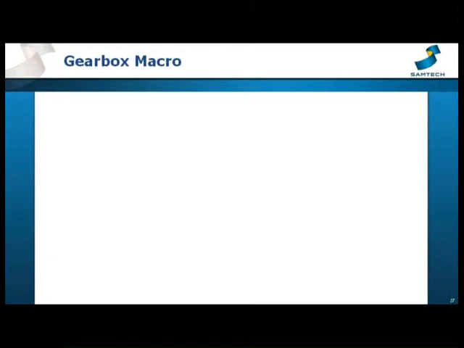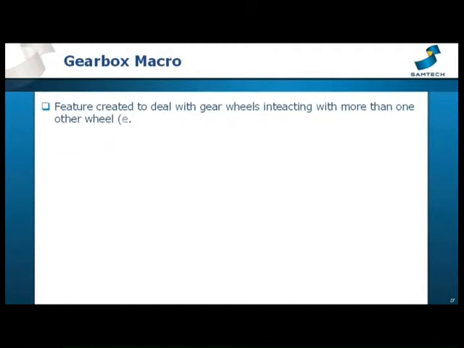Planet carriers are eventually responsible for the motion of a set of gears. This set is made of a sun gear interacting with several planet gears at the same time. The latter eventually interact with the ring gear. All these interactions can be defined using just one macro.